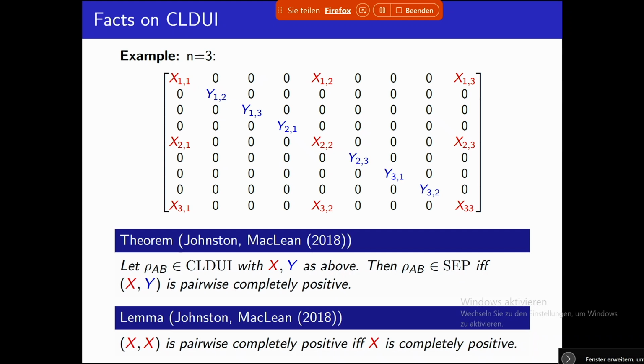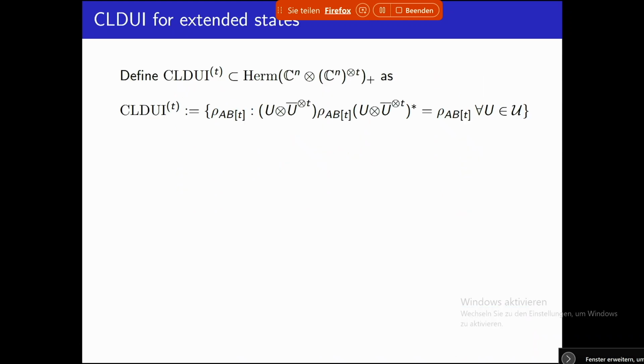Okay, I'm speaking pretty slow, I think, so maybe I need to speed up a little bit. But so far so good. We defined all the ingredients we need to begin with the new stuff. So we want to look at CLDUI states in the context of the DPS hierarchy. So somehow we want to define what it means to be CLDUI for such an extended state.